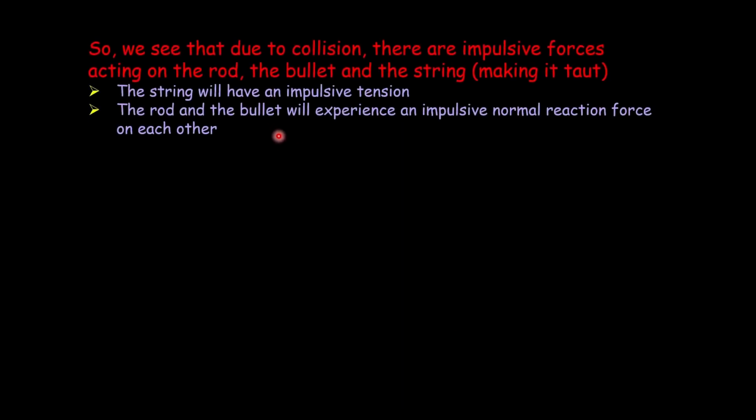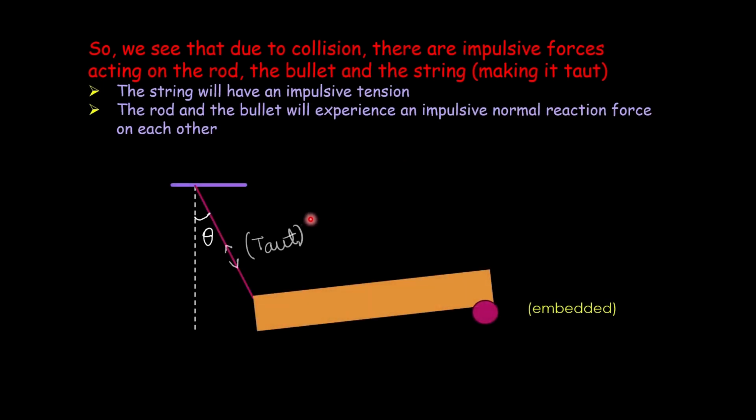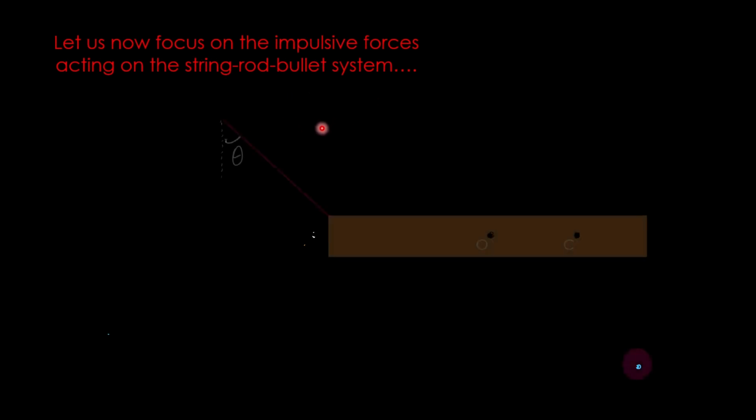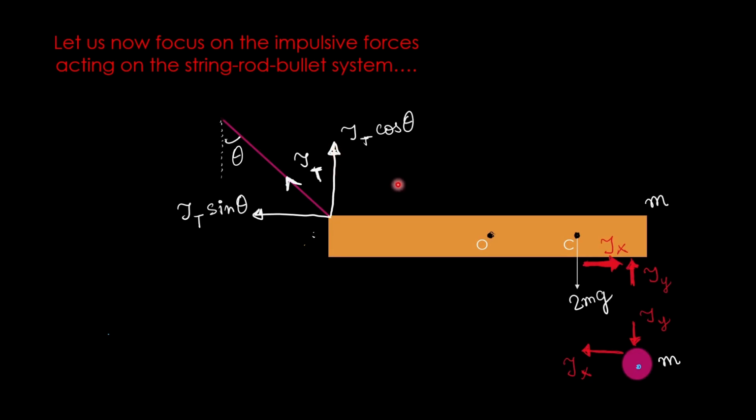Now since during the collision these forces are acting for a short period of time, the forces acting between the rod, bullet, and the string are actually impulsive in that time duration. Alright, so this is making the string taut as well. Now let's focus on the impulsive forces acting on the string, rod, bullet system. First let us consider the collision of the rod and the bullet. So there is an impulsive force acting between them due to the collision.